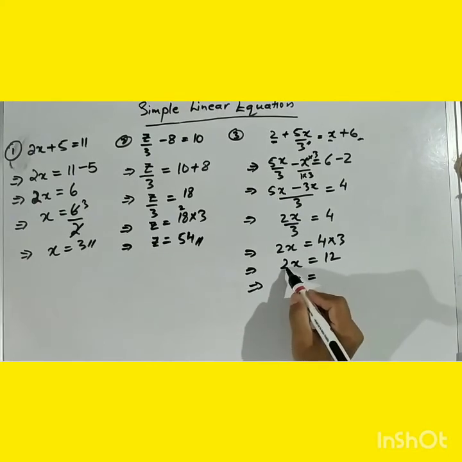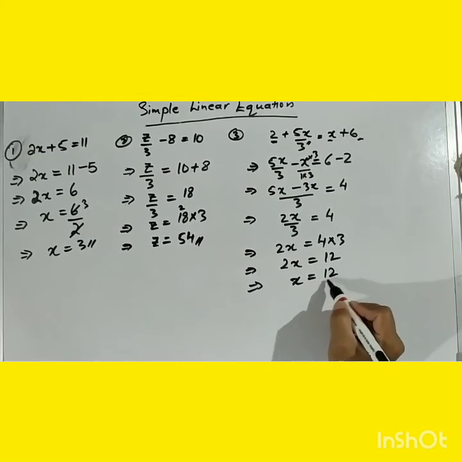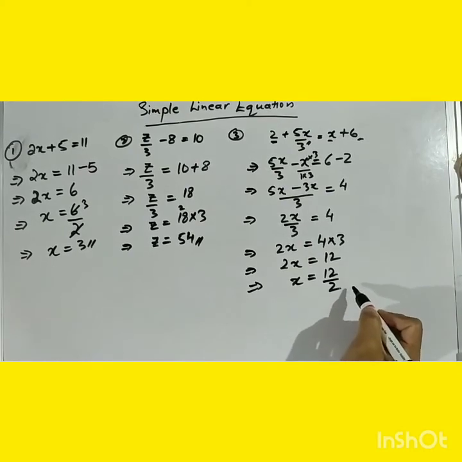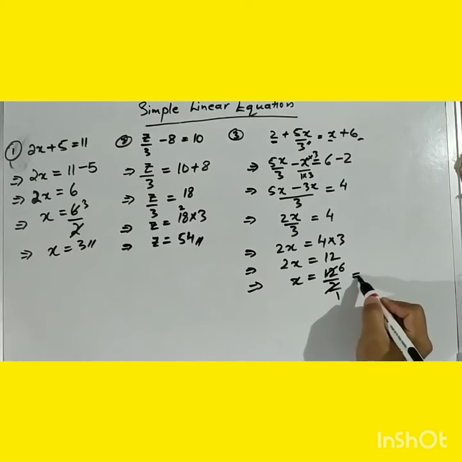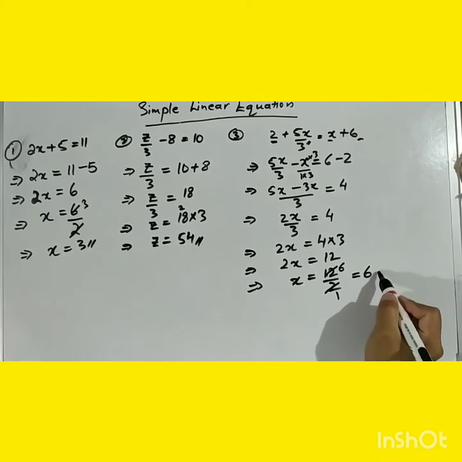x equals, this is multiplication, this is the numerator now on the left side. When we move this 2 to the other side, it will become the denominator, upon 2. Okay, so this will come down. 2 ones are 2, 2 sixes are 12. So the value of x equals 6.